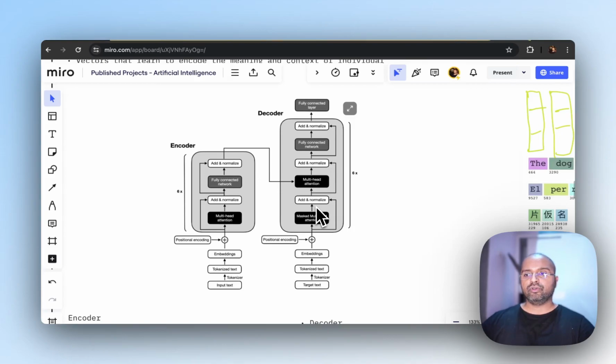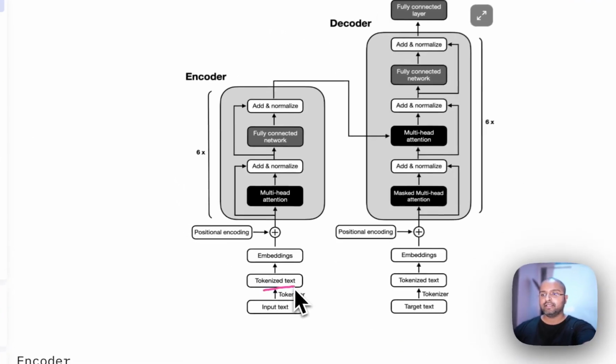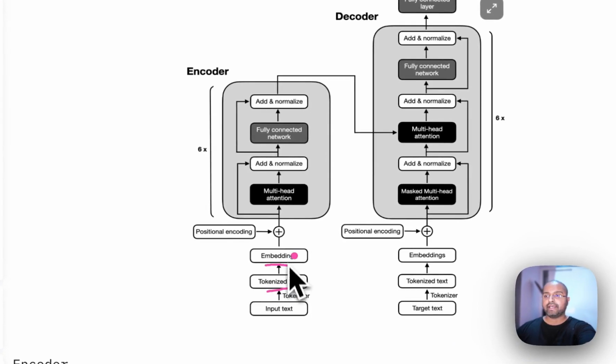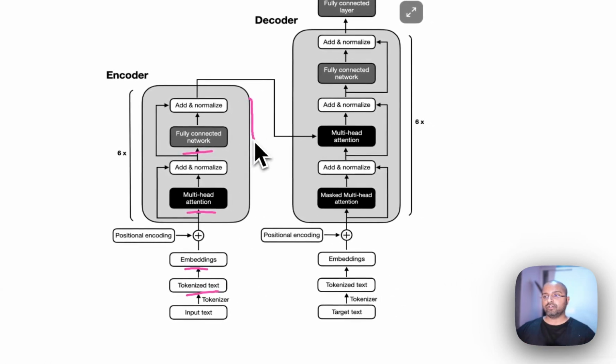So far, we've looked at the architecture of encoder and decoder. And just to quickly recap, an encoder takes in the tokenized text and creates embeddings out of it. There is an attention layer over here, which basically assigns weight to all these embeddings. And then there is a fully connected neural network. And this also goes into the decoder as well.